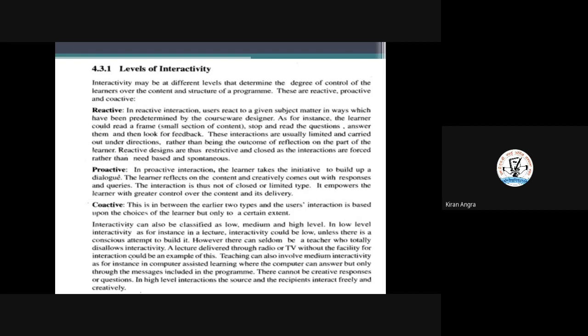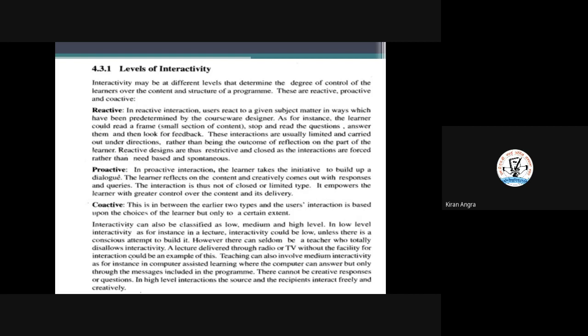So, what do we understand? Yes, there is an interaction, but that interaction is very restrictive, and it is a forced one rather than a need-based or spontaneous one. So this sort of interactivity is reactive.